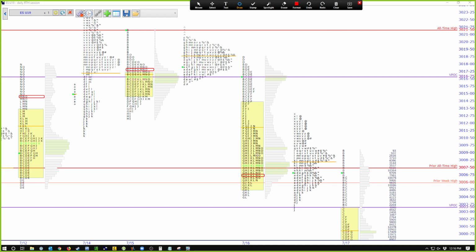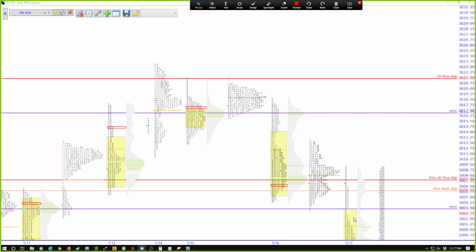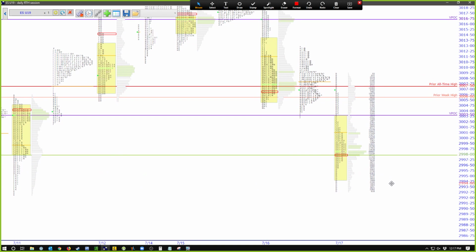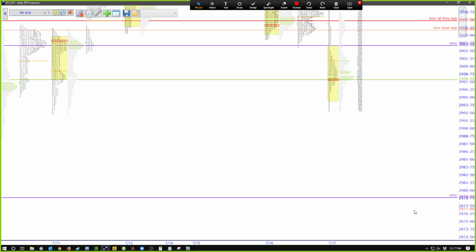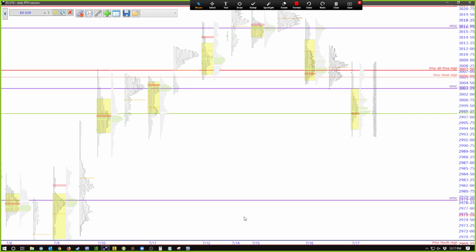Otherwise, what I was really looking for was a pop into the 30.08 area, rejection, and taking the short there, looking for our first target down here at the previous day's low in order to repair this poor low. I also mentioned in the blog that if we could find acceptance below yesterday's low, there is potential to the downside, and I would be projecting as low as 29.79. The reason I said that is because that is a virgin point of control that is yet to be tested from back here on July 9th.